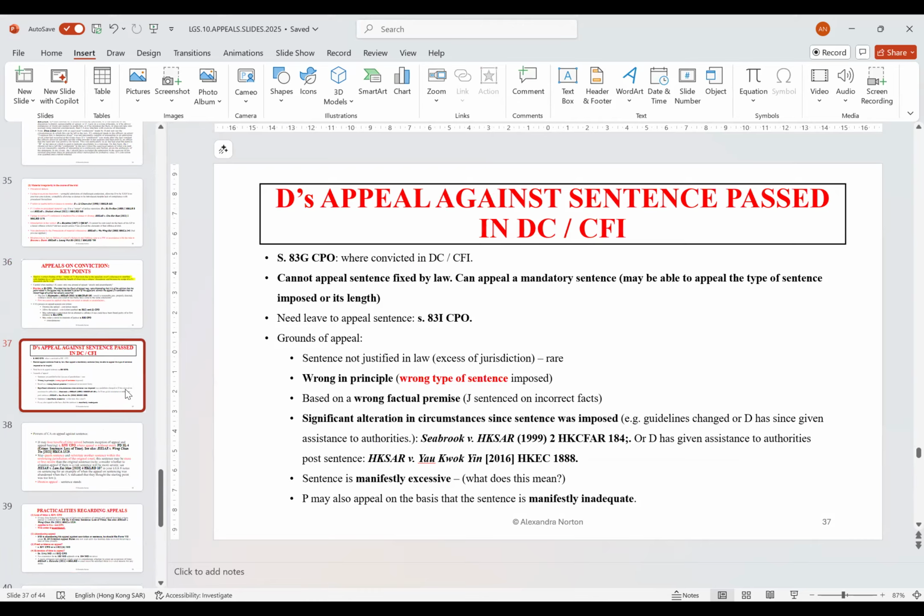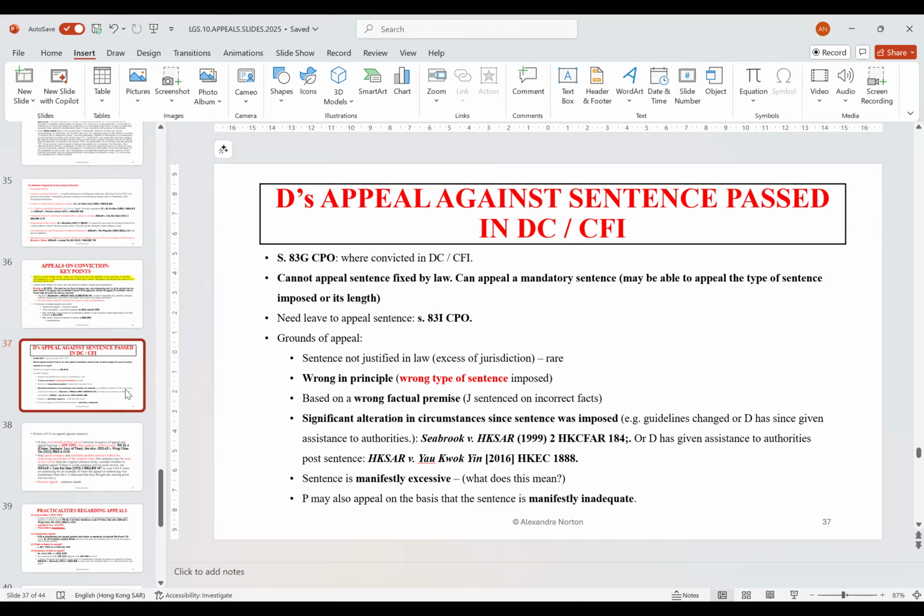Okay, let's move on to consider appeals against sentence in the district court and CFI. Remember always, cannot appeal a sentence fixed by law, like murder, for example. Okay? If the defendant is 18 or above, commits murder, must be sentenced to life imprisonment. Okay? Below that, it's a discretionary life sentence. So you could appeal that.